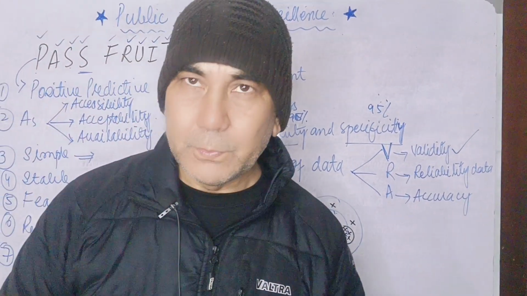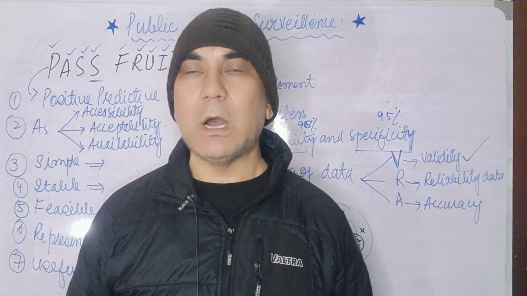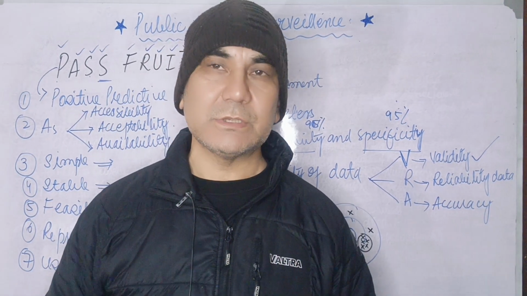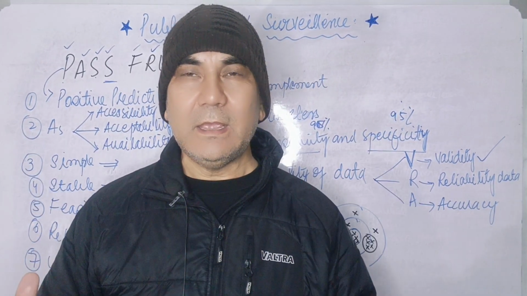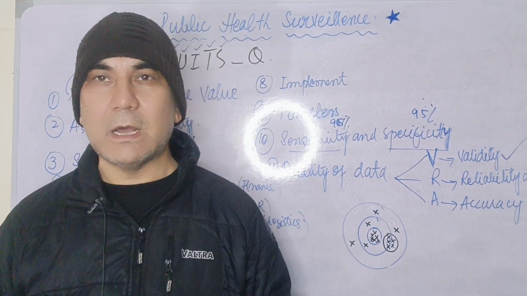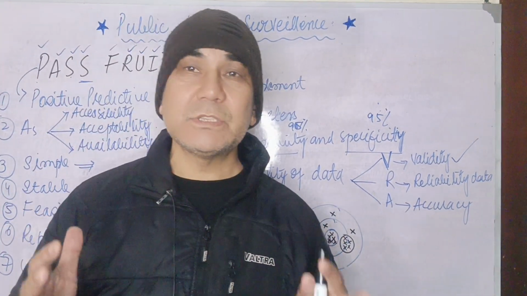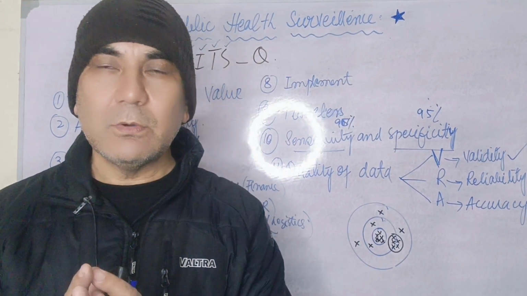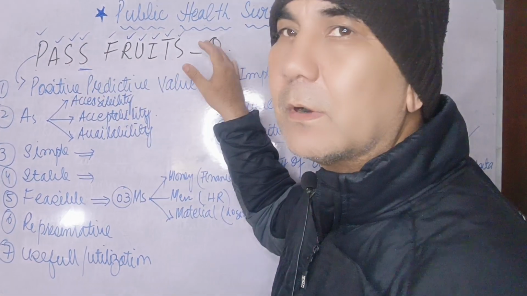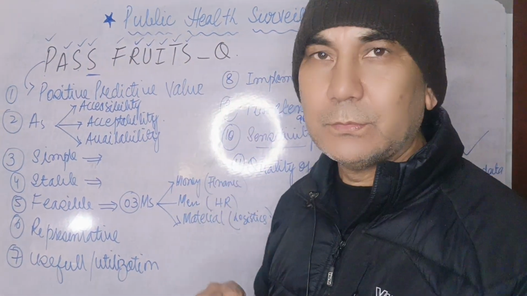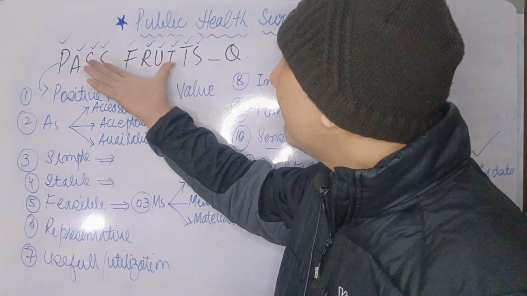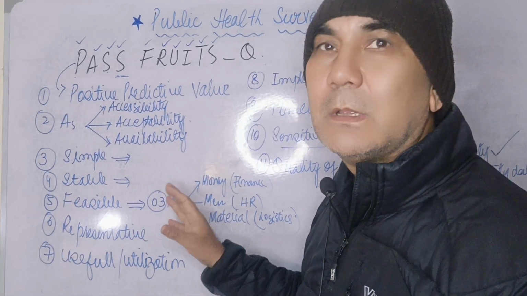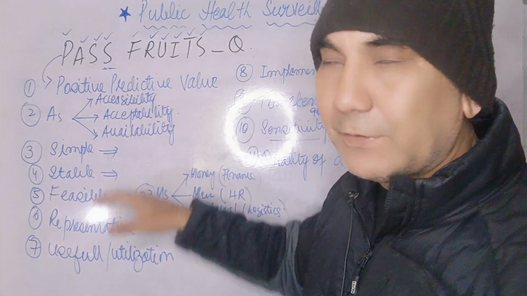Okay, I hope today's lecture has clarified your concept about the 10 to 11 characteristics of the public health surveillance system. Memorizing these 10 to 11 characteristics is not an easy job. So to make your life easier, I prepared a mnemonic for that: PASS, FRUITS, and Q. So PASS, FRUITS, and Q are the 11 characteristics of the public health surveillance system.